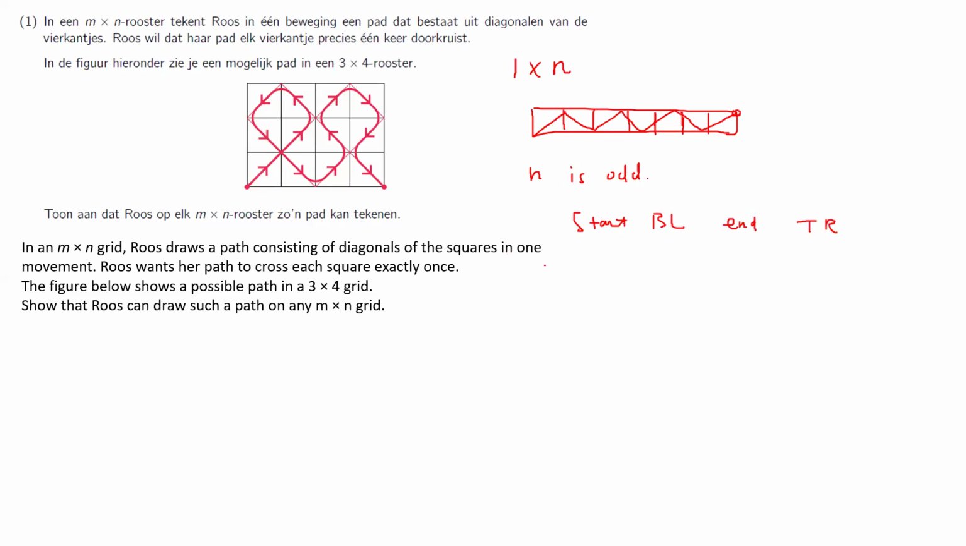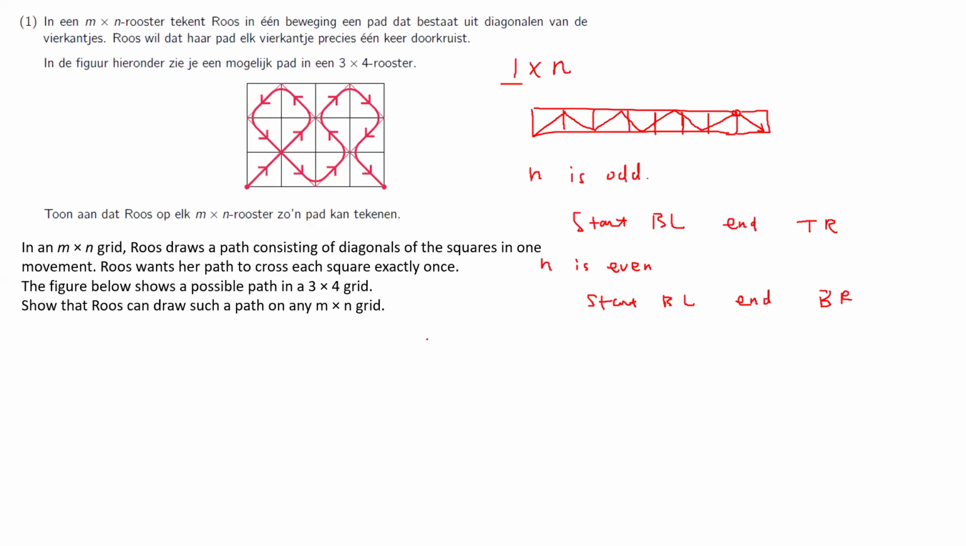Now when n is not odd but even, we have another square. So it's natural that it ends at the bottom right instead. We start at the same place, the bottom left, but end at the bottom right. So that's quite simple. Now think about m rows. For m is 1, it's easier.